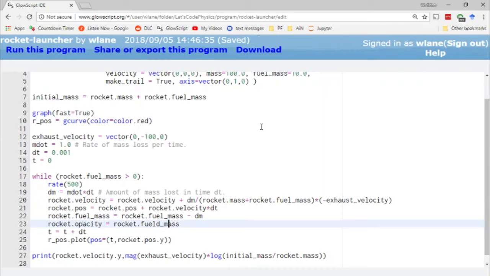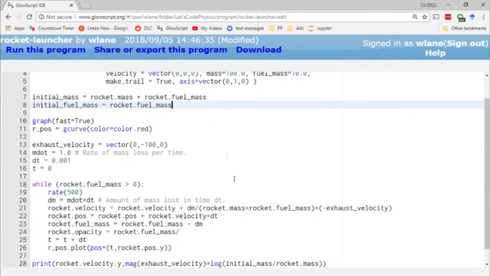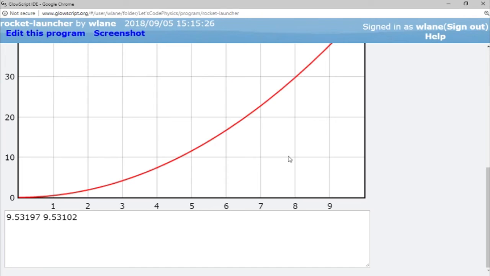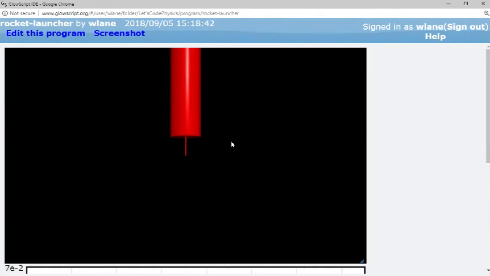So let's go with rocket.fuel_mass, excuse me, divided by, I need to record the initial fuel mass over here. So let's copy this so I don't have to retype the word initial. Initial fuel mass is going to equal rocket.fuel_mass. And so we'll take this, divide it by initial_fuel_mass. And so now what'll happen, as the rocket goes up, it will eventually fade from view as we watch its fuel get depleted, so that we can represent that.